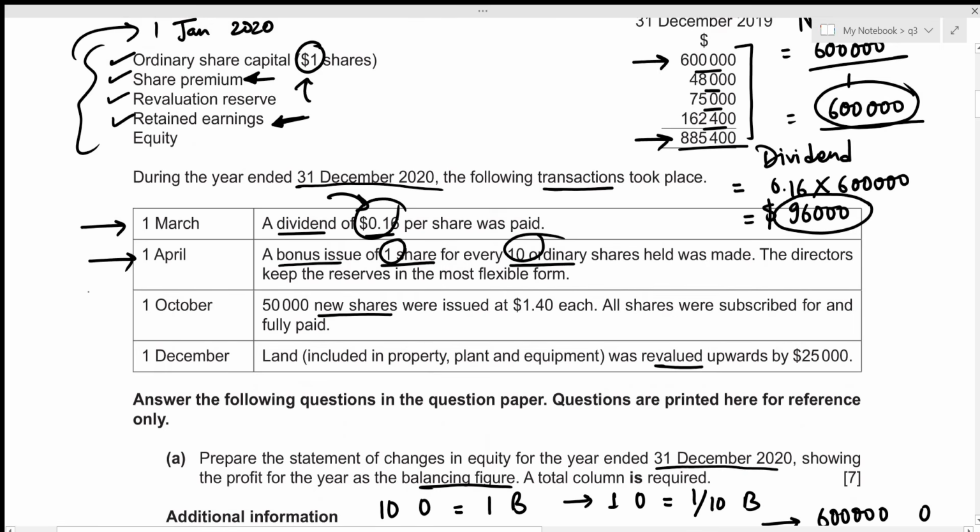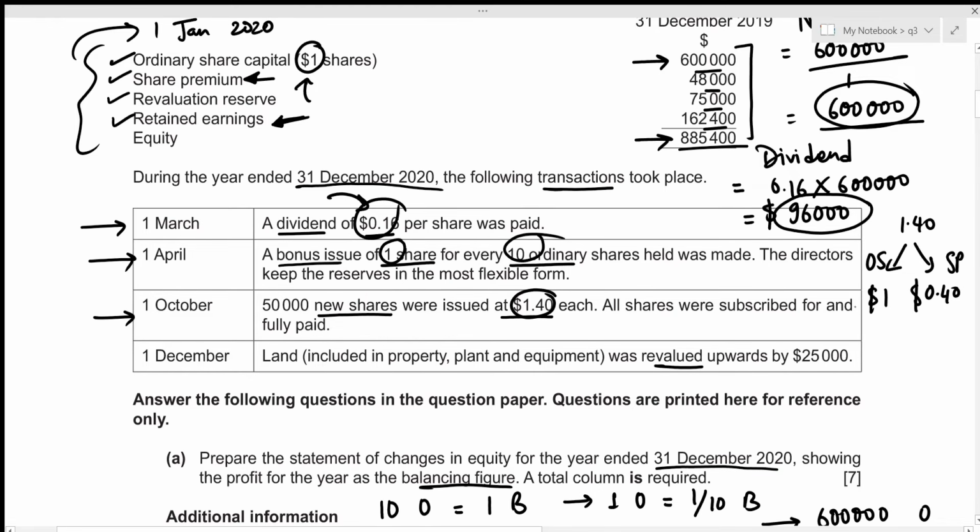Let's have a look at our third transaction. It is at the date of 1st October. 50,000 new shares were issued at 1.40 each. All shares were subscribed for and fully paid. We know that our nominal rate is 1, and we are issuing new shares at 1.40, which means that we are issuing it at a premium. So out of 1.40, $1 will be the nominal rate, which should be included in our ordinary share, whereas the remaining $0.40 will be the share premium, which should be included in our share premium.